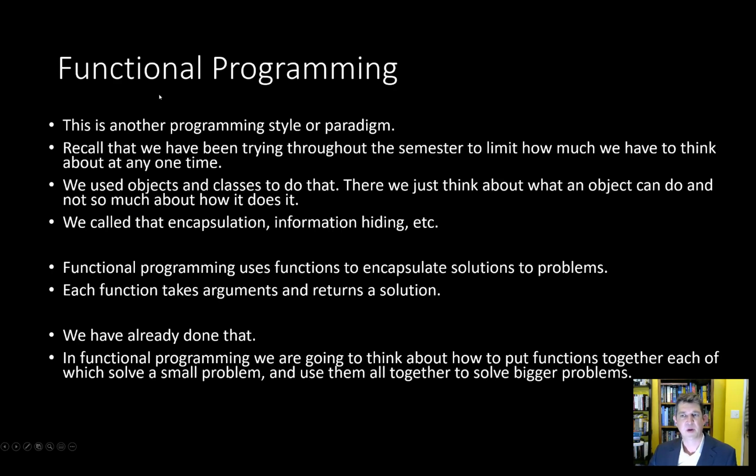Functional programming is a little bit like object-oriented programming in that the point of it is to hide a lot of the details, to give us a more abstract, in some ways simpler way of looking at programming. And that helps us organize our thoughts, keeps us from getting confused and overwhelmed by the details of the program. So functional programming uses functions to encapsulate solutions to problems. And each function takes arguments and returns a solution as the return value.